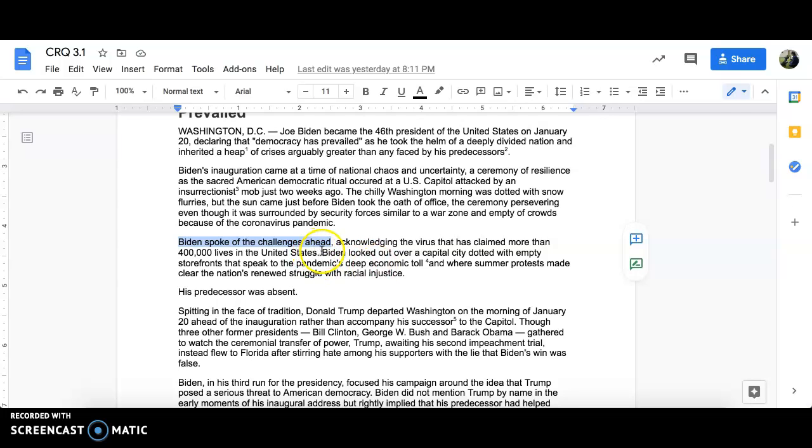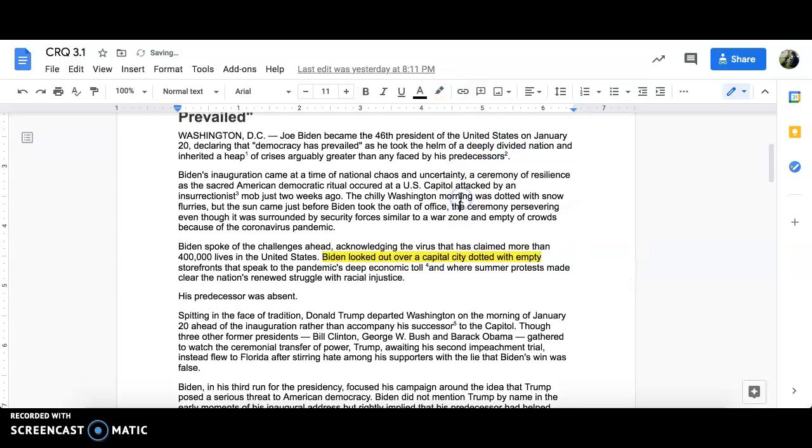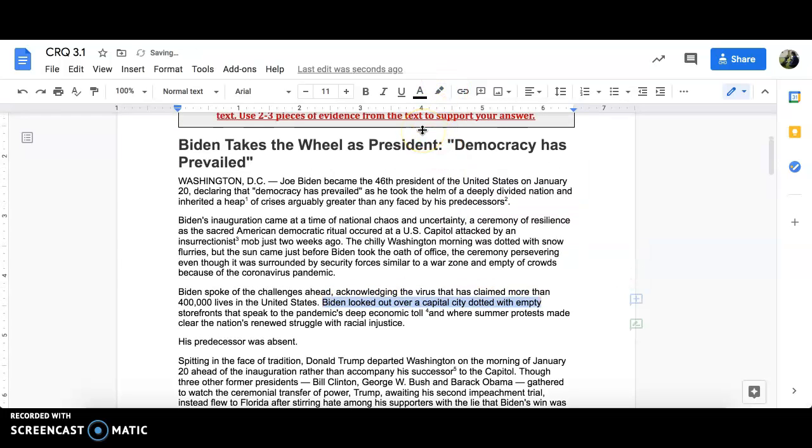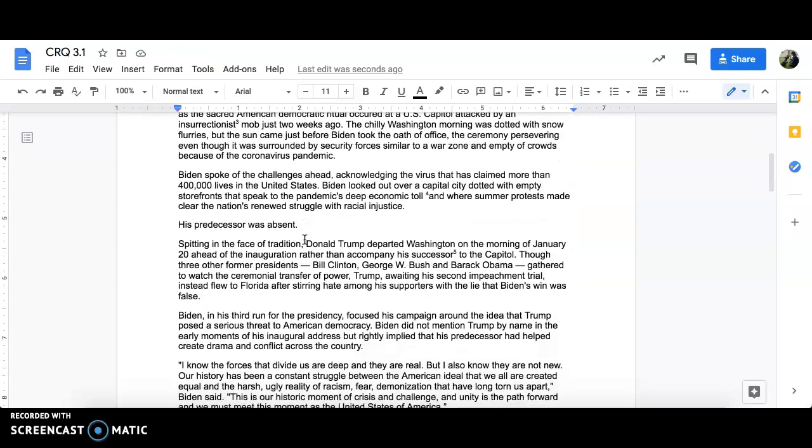And remember, I'm just going to highlight a random line and remind you how to highlight. You highlight it with your mouse first. You go up to the top where your edit bar is, and you click on this little highlighter here. I usually like to use yellow. Okay, so you want to be looking for several examples, because remember, you want 2 to 3 pieces of evidence where you might see some bias against Donald Trump.